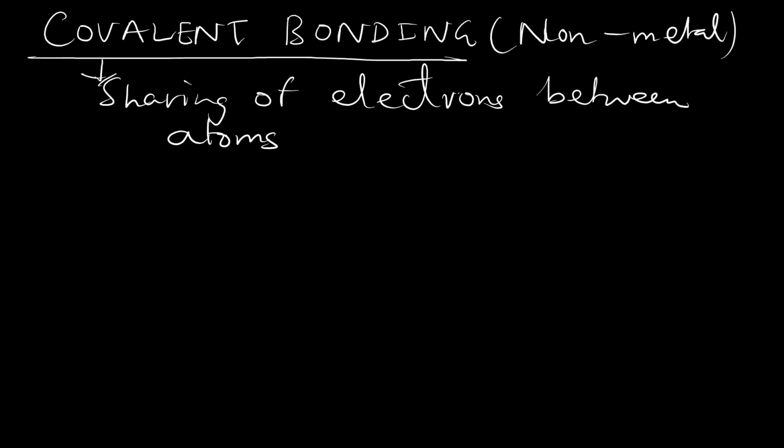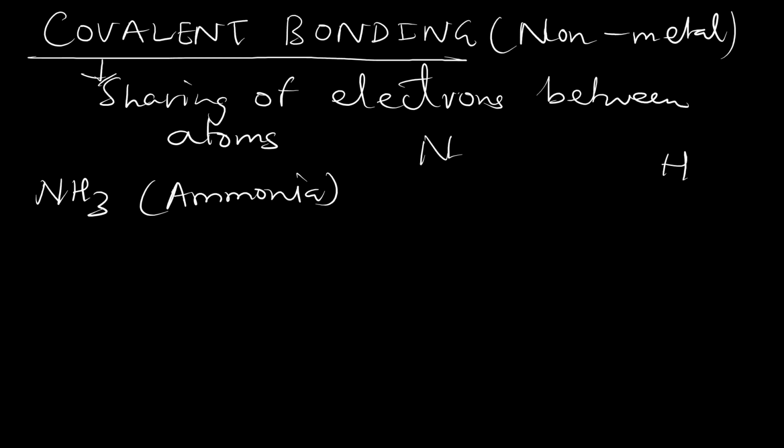So for example, we discussed ammonia. In ammonia, nitrogen is a non-metal, hydrogen is also a non-metal. So how do we show the covalent bonding in ammonia? First we write the electronic configuration of each element. The atomic number of nitrogen is 7, so this is the electronic configuration of nitrogen. In hydrogen, it is 1s1.